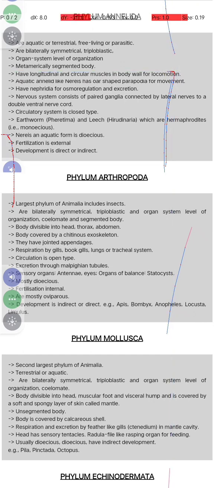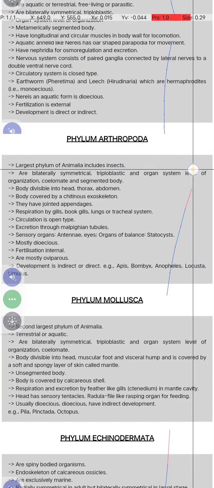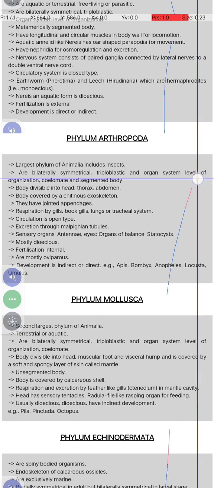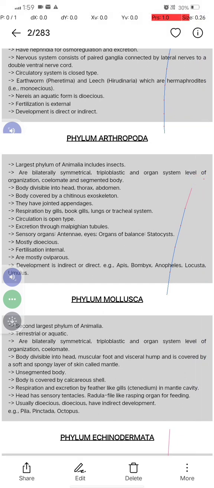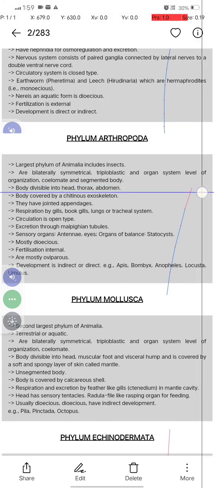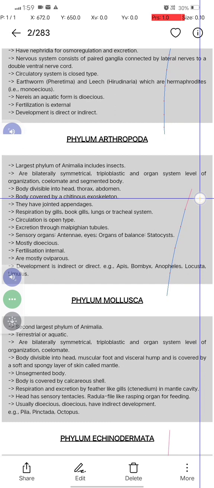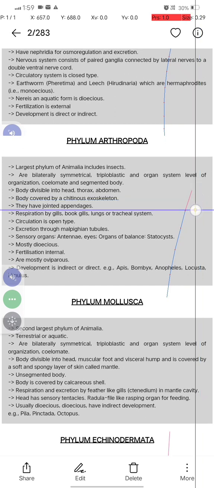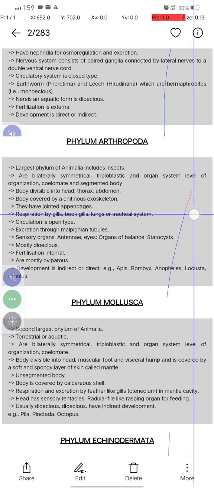Phylum Arthropoda. The largest phylum of Animalia, including insects. They are bilaterally symmetrical, triploblastic, with organ level of organization, coelomate and segmented. The body is divisible into head, thorax and abdomen, covered by a chitinous exoskeleton, with jointed appendages. Respiration is by gills, book gills, book lungs and tracheal system.